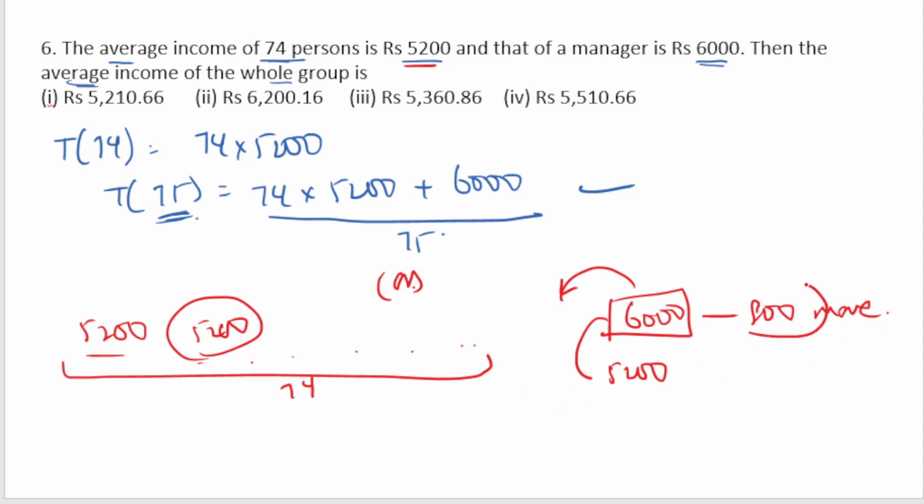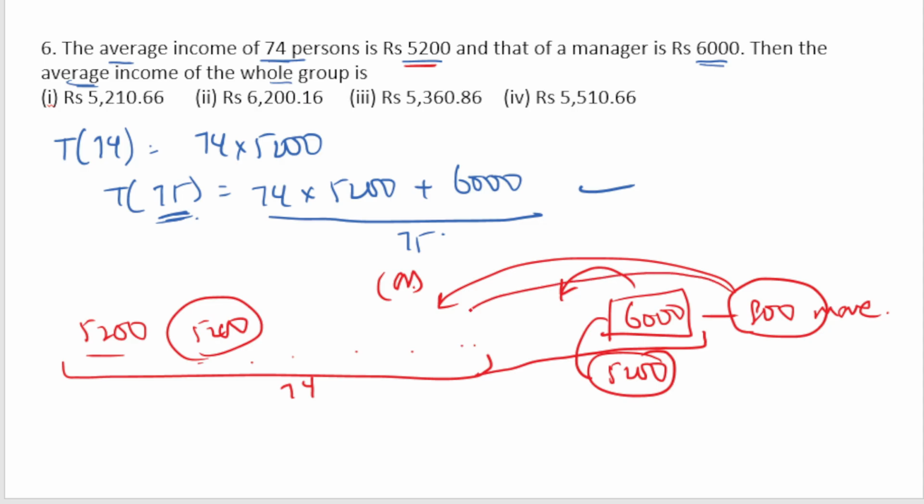See, this 800 will be equally distributed among these 75 people, including the manager. So we will assume the manager also got 5200, and he gave 800 extra, and this 800 will be equally divided among 75 people. So the new average will be what? It is 5200 plus 800 divided among 75 people.